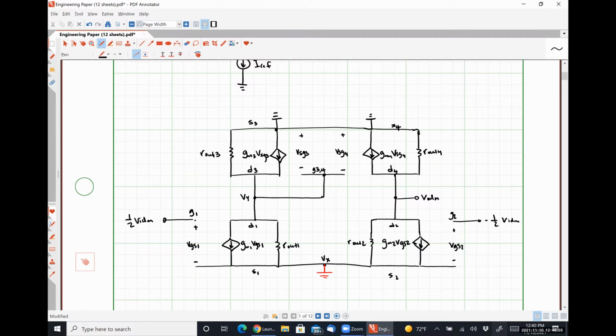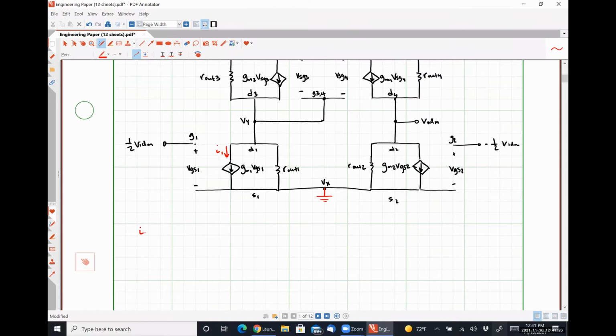All righty. So with the assumption that Vx is equal to 0, we can obviously see that VGS1 is exactly equal to 1/2 VIDM, right? Which means this current source is going to be carrying a current I1. And down here, we can just simply say that I1 will be exactly gm1 multiplied by 1/2 VIDM.